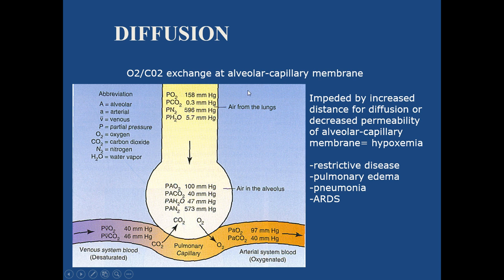Diffusion we talked about already, so again, wherever the higher amount of gas is, it will diffuse into the area of lower gas. So that's simple chemistry. Then we'll talk about areas when the alveolar capillary membrane is altered so that diffusion cannot take place adequately.